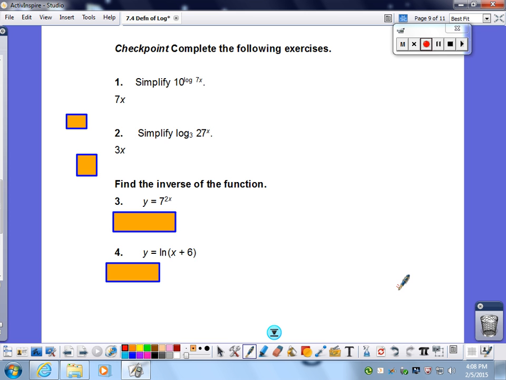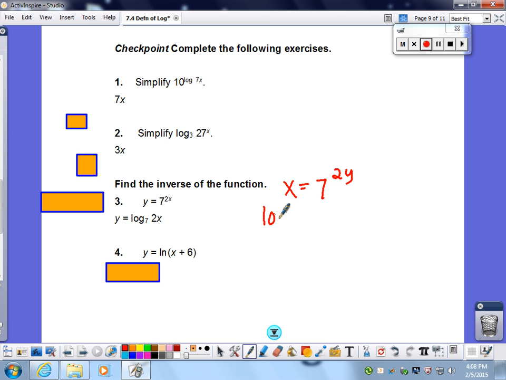All right, try the next one. Write the inverse. Answer is y is equal to log base 7 of 2x. Here again, let me work it out for you. All right, switch the x and the y. X is equal to 7 to the 2y. All right, this is exponential, so that means I want to change it to logarithmic. So log base 7 of x is equal to 2y.